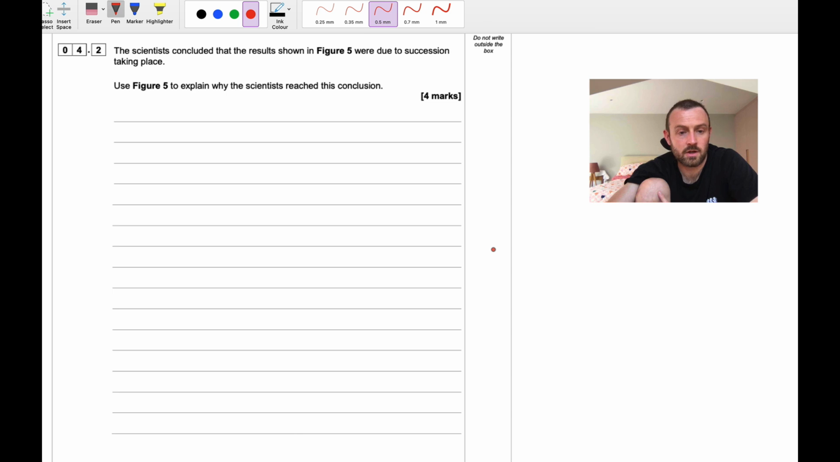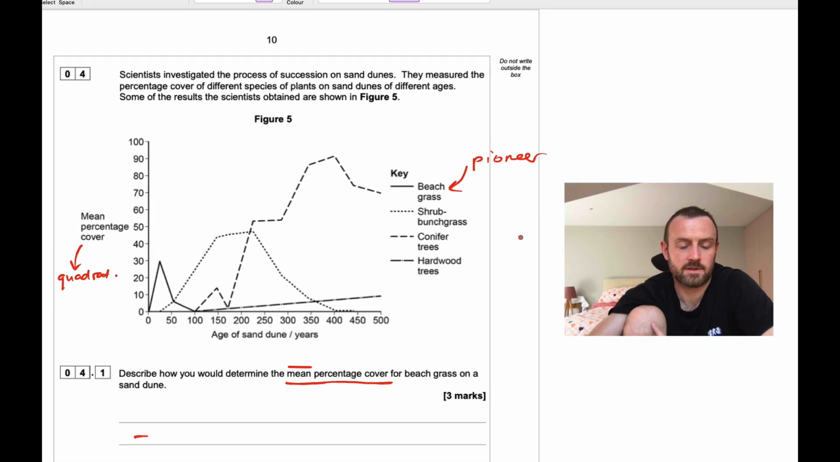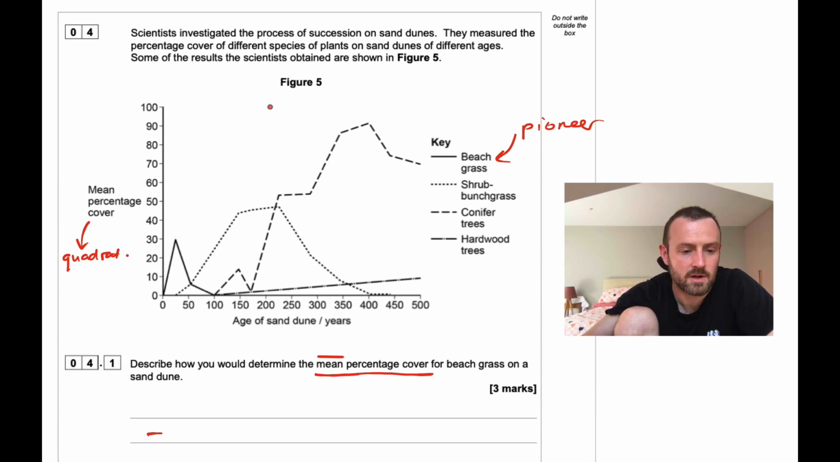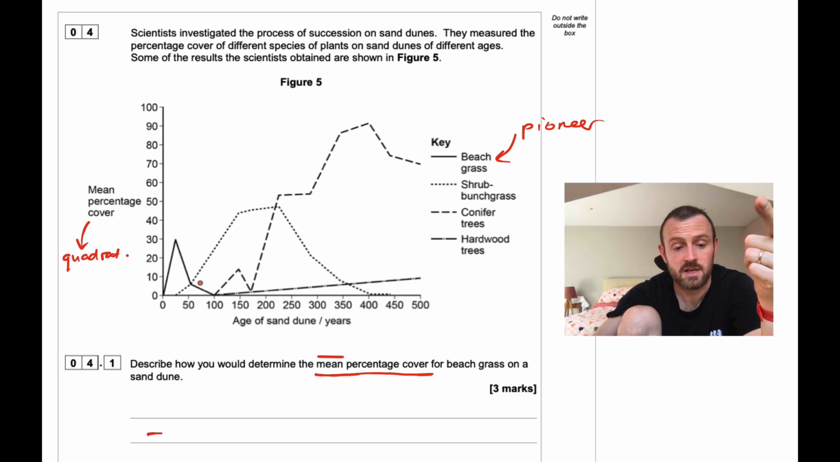The scientists concluded that results shown in figure 5 were due to succession taking place. Use figure 5 to explain why scientists reached this conclusion. Okay, so where do I think marks are going to be given. First of all, you want to talk about the beach grass. You want to talk about beach grass is a pioneer species. Maybe reference this peak here. It's most abundant at about 25 years.